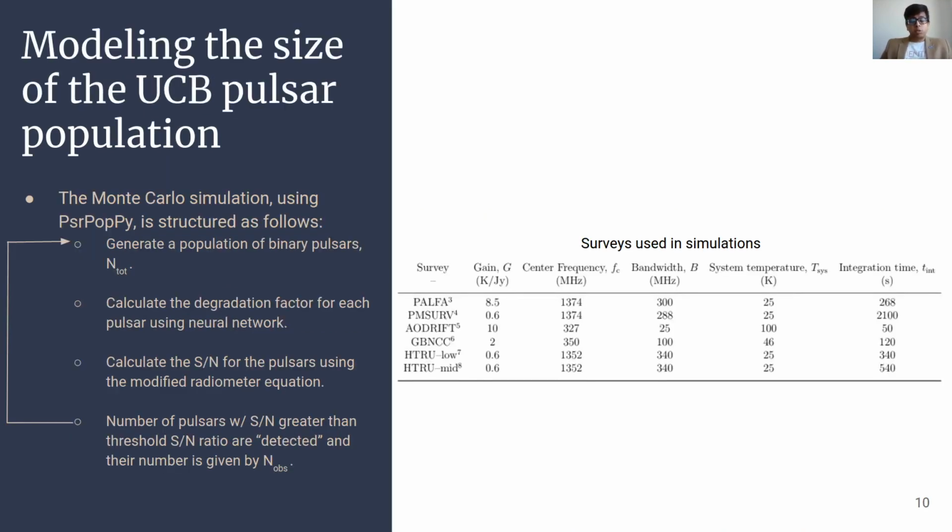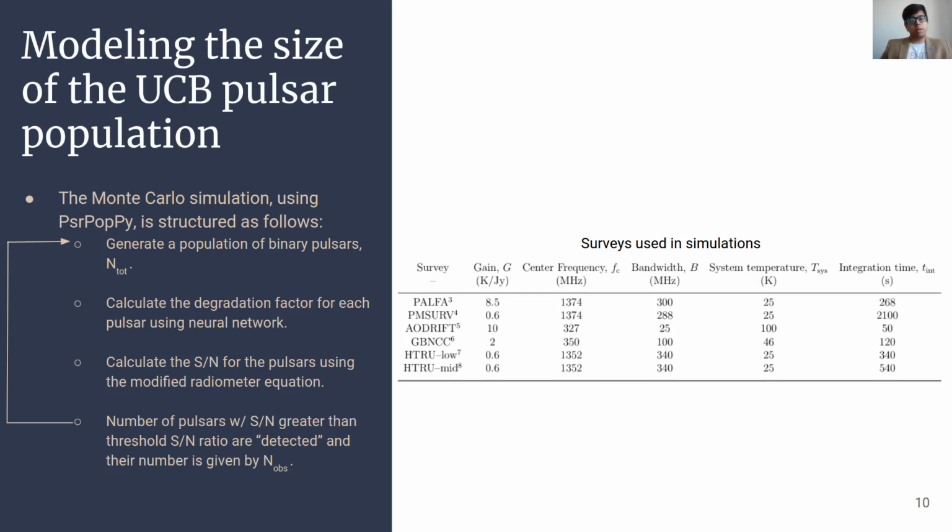So the way we do this pulsar population synthesis is structured in the form of a Monte Carlo simulation. First we generate a population of binary pulsars, n total. We then calculate the degradation factor for each pulsar using our neural network. We then calculate the signal to noise for the pulsars using the modified radiometer equation.